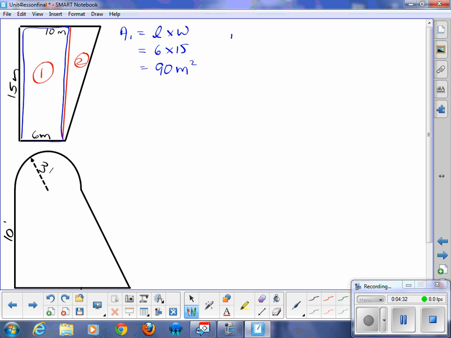Area 2, it kind of looks like a triangle, and that's because it is a triangle. So base times height divided by 2.